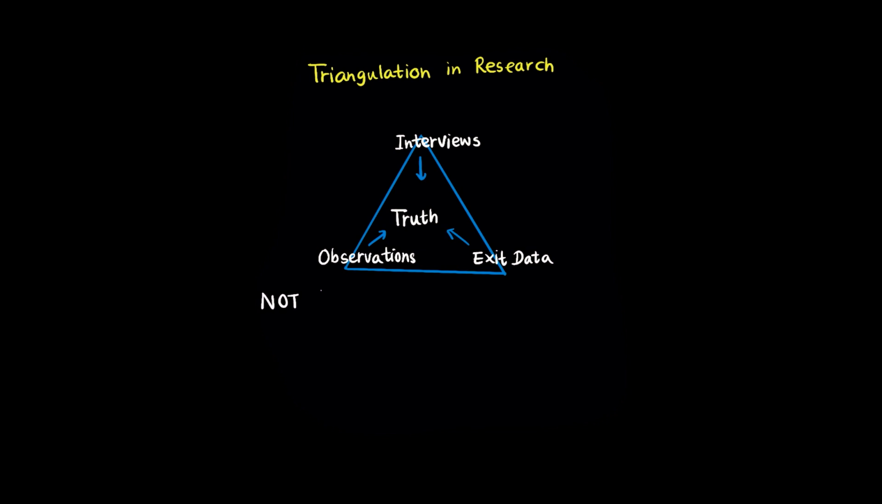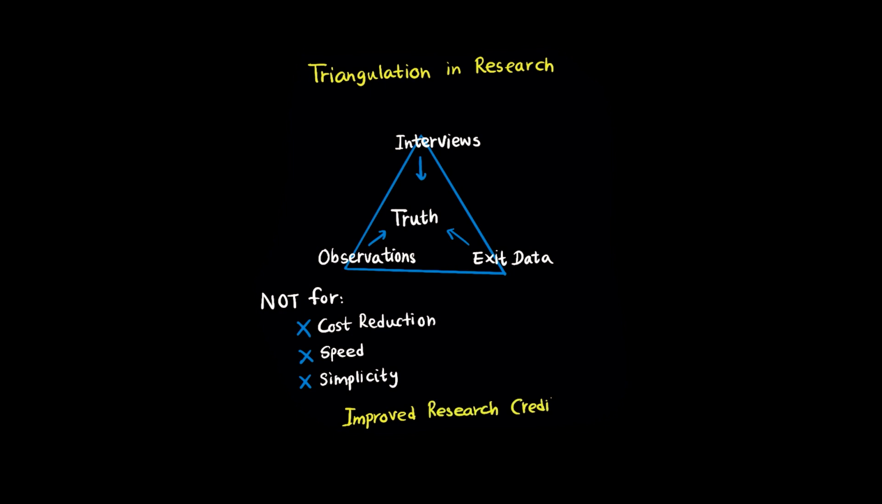Now, this doesn't reduce costs. Using multiple methods actually costs more. It doesn't speed things up. Gathering data from various sources takes longer, and it certainly doesn't simplify analysis. So why do it? Credibility. When 3 different sources point to the same conclusion, you can be confident your findings are accurate. It's like GPS using multiple satellites. One source might be off, but multiple sources triangulate to the truth.